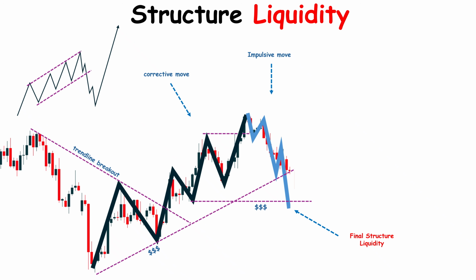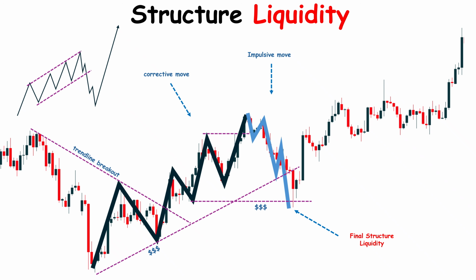Retail traders saw the trendline breakout and slow grind up, assumed it was a breakout and jumped in. But smart money was just building up liquidity. Then they swept it and flipped the market. This is the kind of move that becomes crystal clear once you understand how structure, correction, and liquidity connect together.